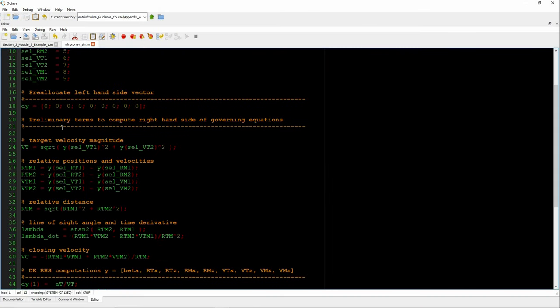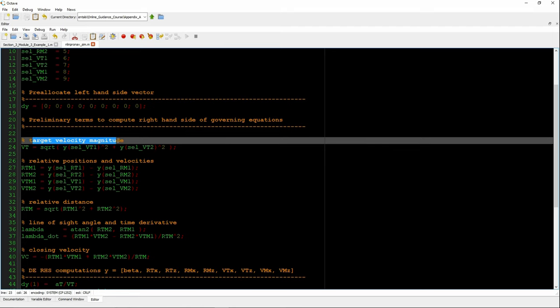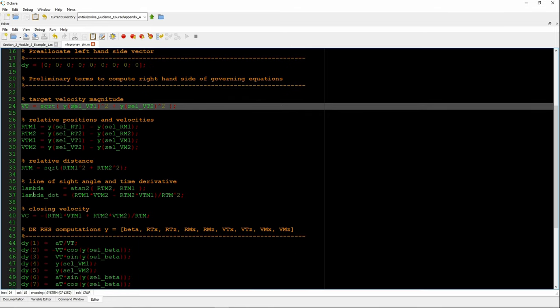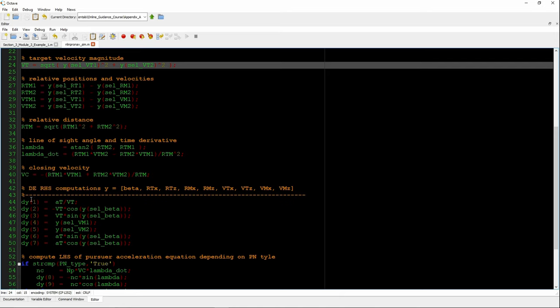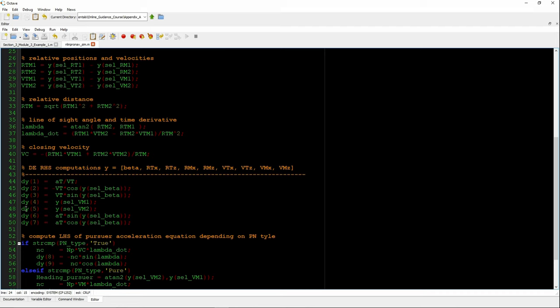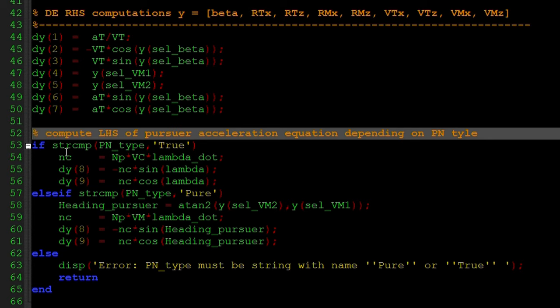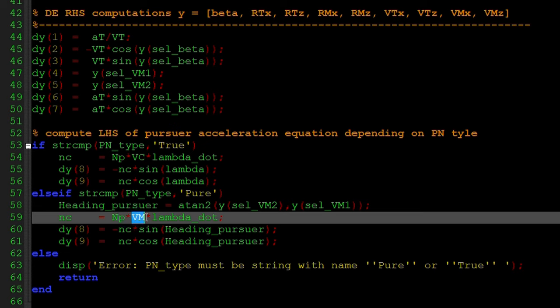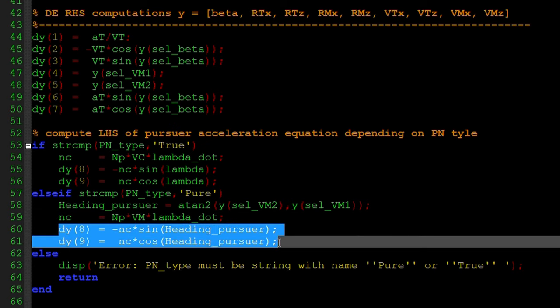Before we get to the target kinematics, we need to compute target velocity magnitude, also relative positions and velocities, and those in particular go into lambda dot and VC, the proportional navigation inputs. And finally, our kinematic equations, which will be evaluated at each time step. Here's our state vector for reference. Positions, velocities. Then the final two equations, that's the missile velocity state equations, are dependent on whether true or pure ProNav was selected. If it's true, then we have closing velocity and we compute the right-hand side as follows. If it's pure, then we have the missile velocity and we have the following right-hand side.